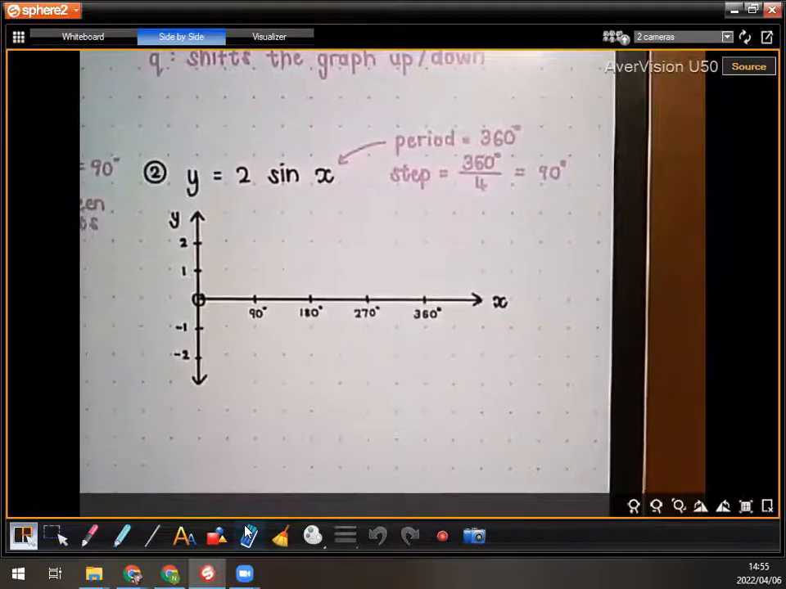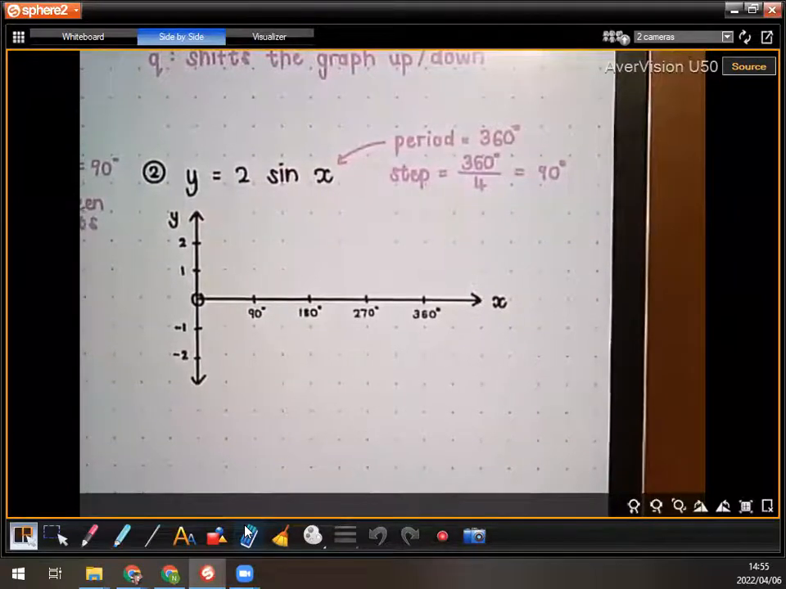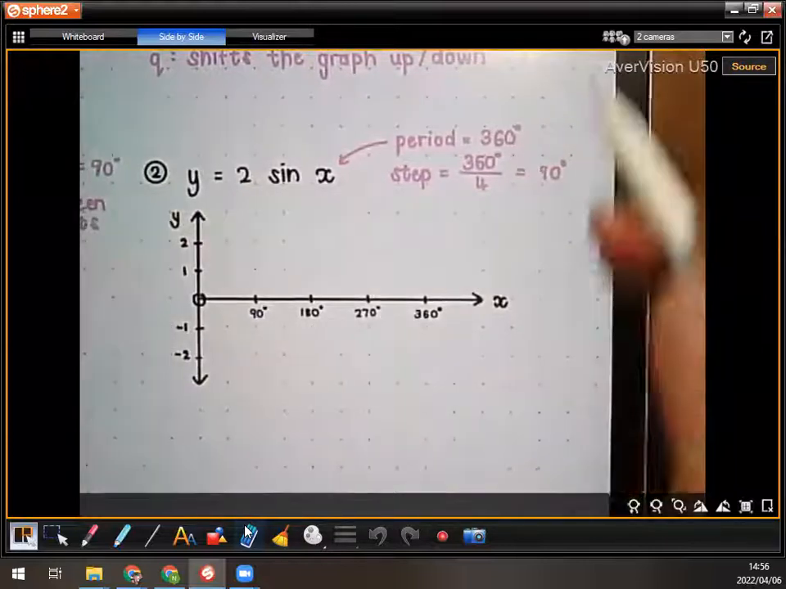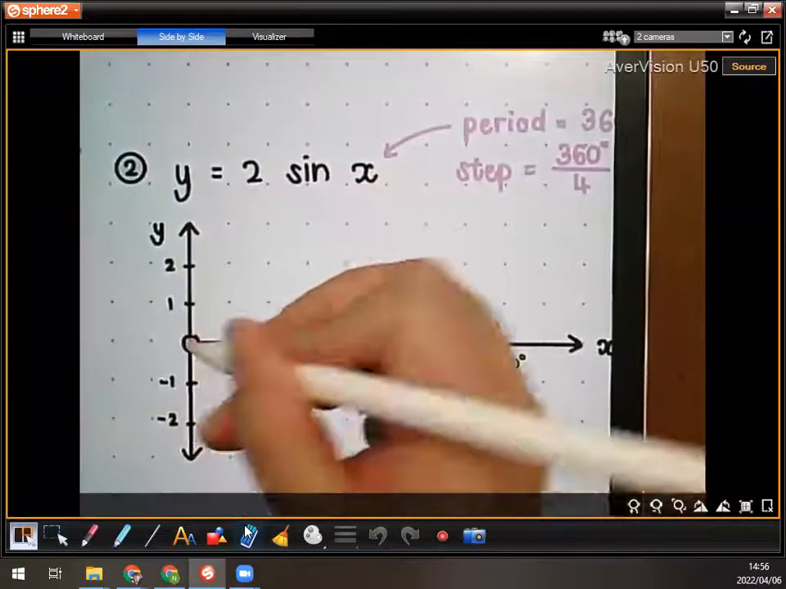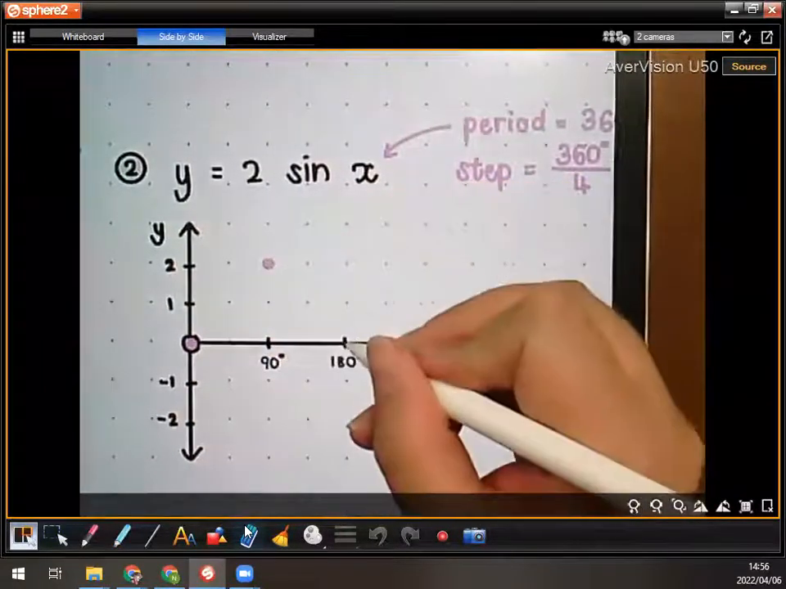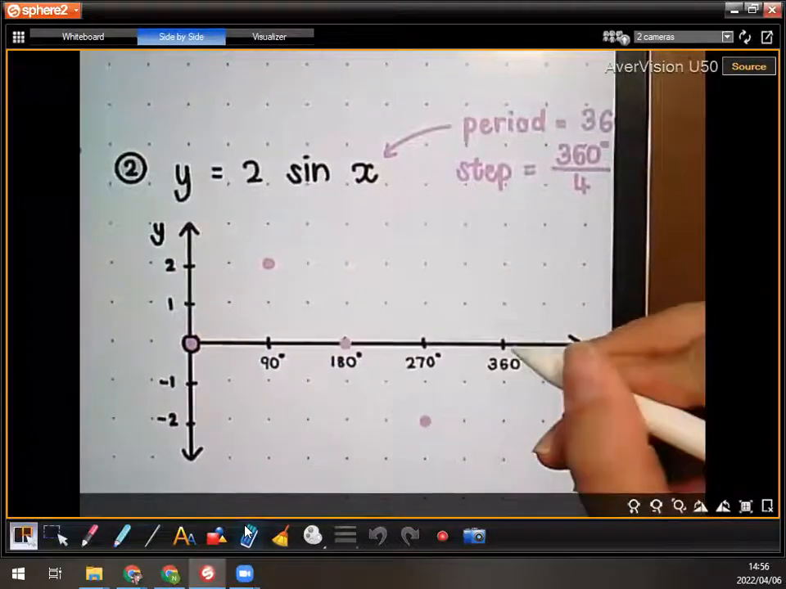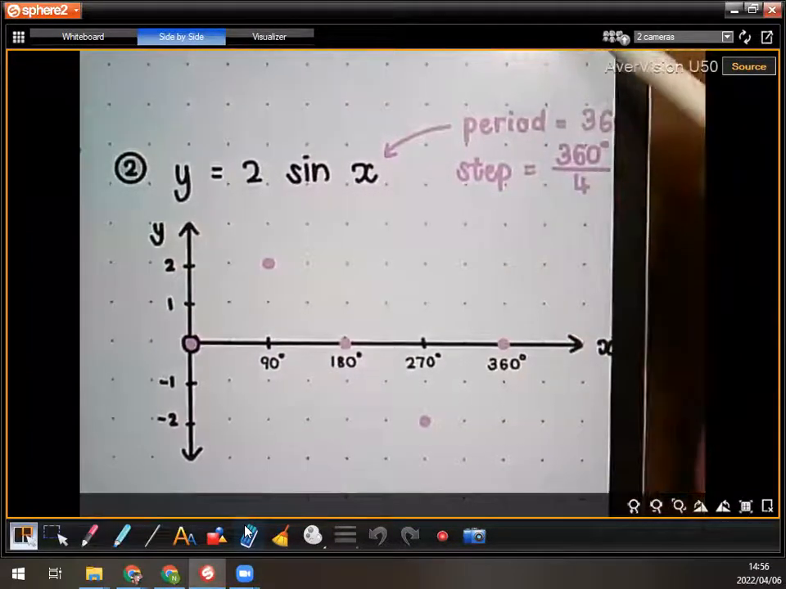Okay, just do it quickly. I just want to make sure that you're all okay with this before we go. Two sine x.